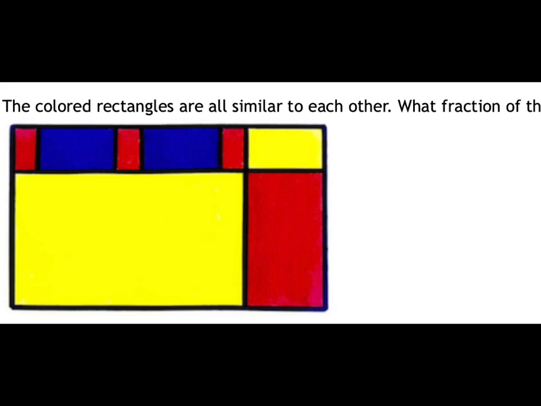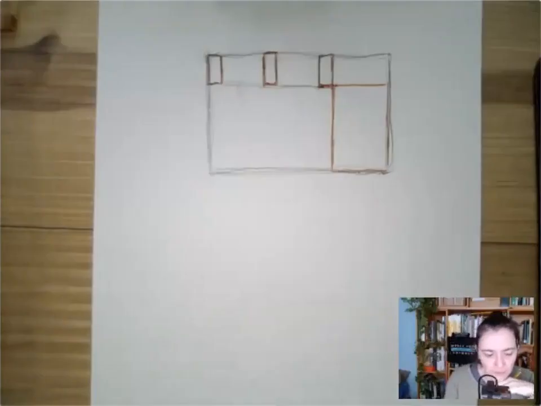So we have another Catriona puzzle here where we see one big rectangle, and in it there are rectangles of different colors. And every colored rectangle, they are all similar to each other. And the question is, what fraction of this design is red?